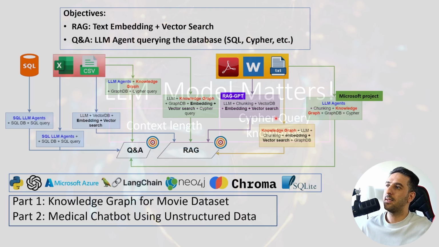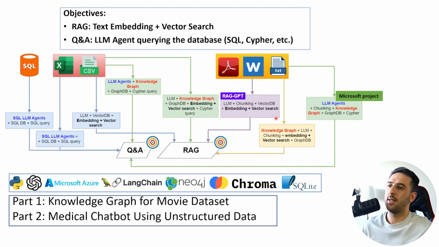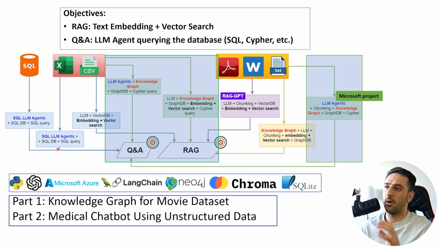This is the series schema that I started in the previous video. So as you know, in the previous video, we covered the blue pipelines, and we used a SQL agent to start interacting with our SQL database. In this video, I want to go through the green pipeline. So here, I want to use a Knowledge Graph agent to perform Q&A on tabular databases. And I will also show you the second approach of using RAG with tabular databases.